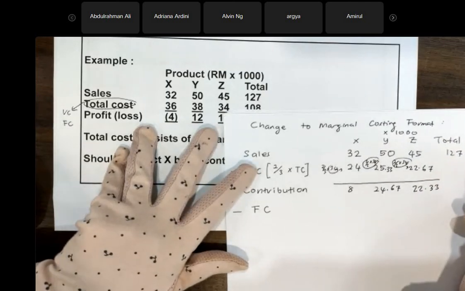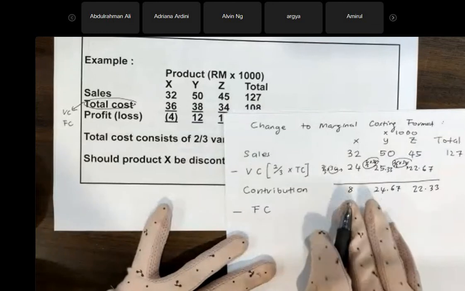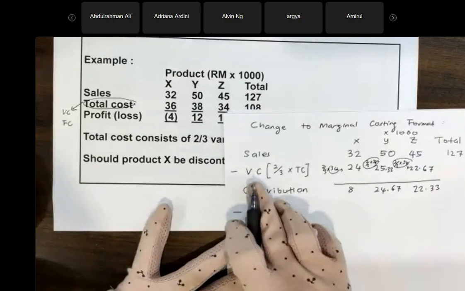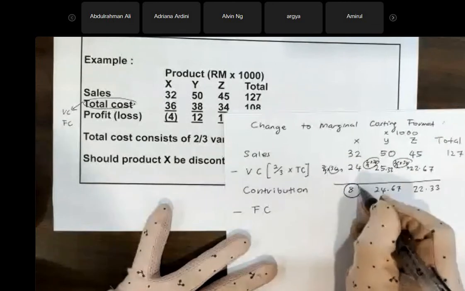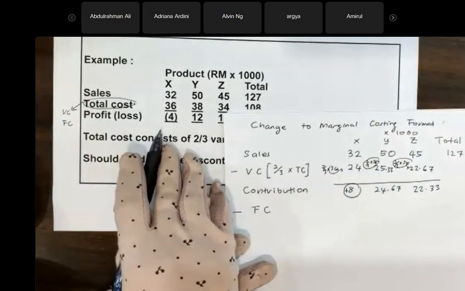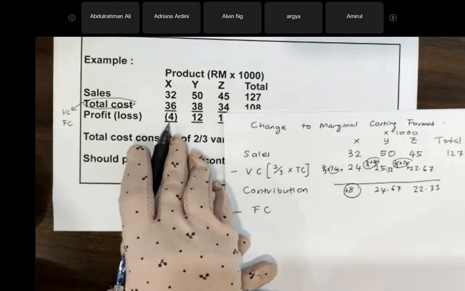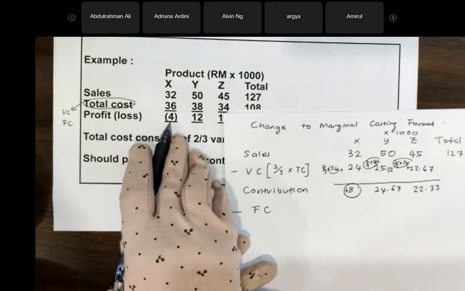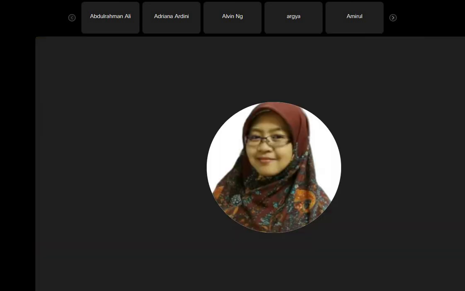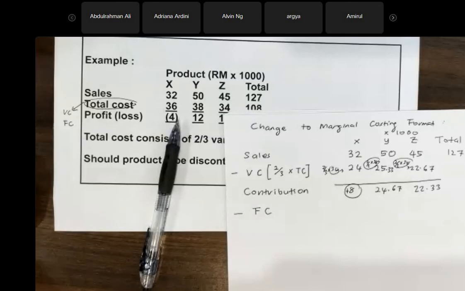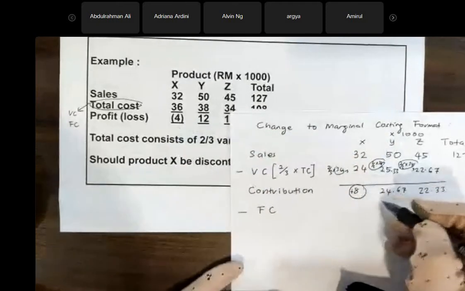Okay, what is the tricky part now? If you just look at the variable cost, you can see here this is positive. But here you can see it is negative. Brackets mean negative. So you get a loss number here. You don't have the profit, you get the loss.